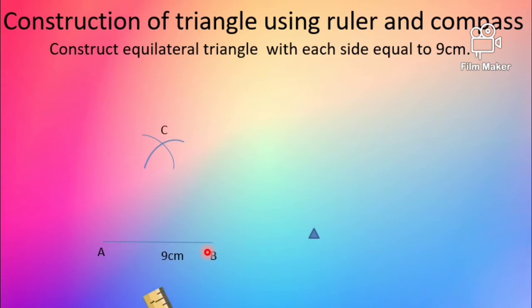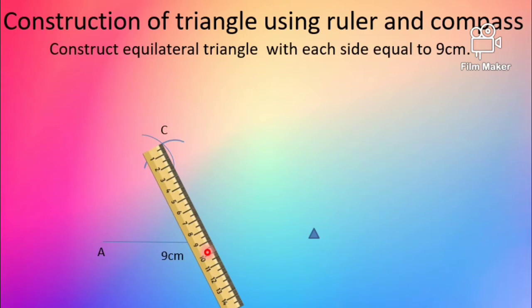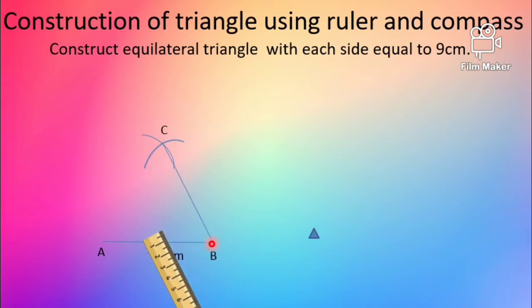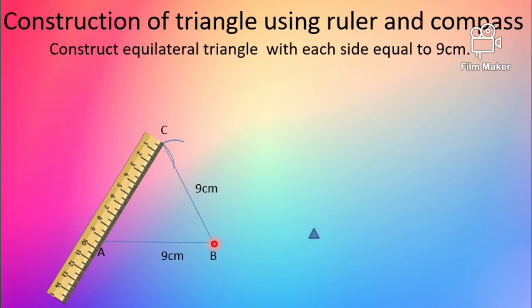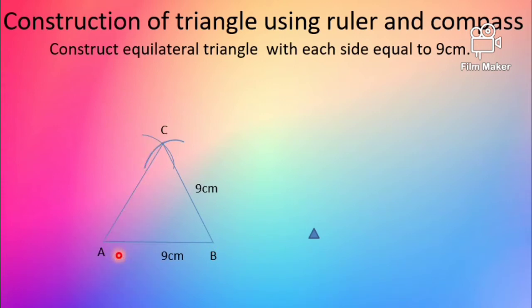Now we will join B to C. You can see it is of 9 cm. Then join A to C. It is also of 9 cm. You can see. Now this is an equilateral triangle with all three equal sides, all sides of 9 cm.